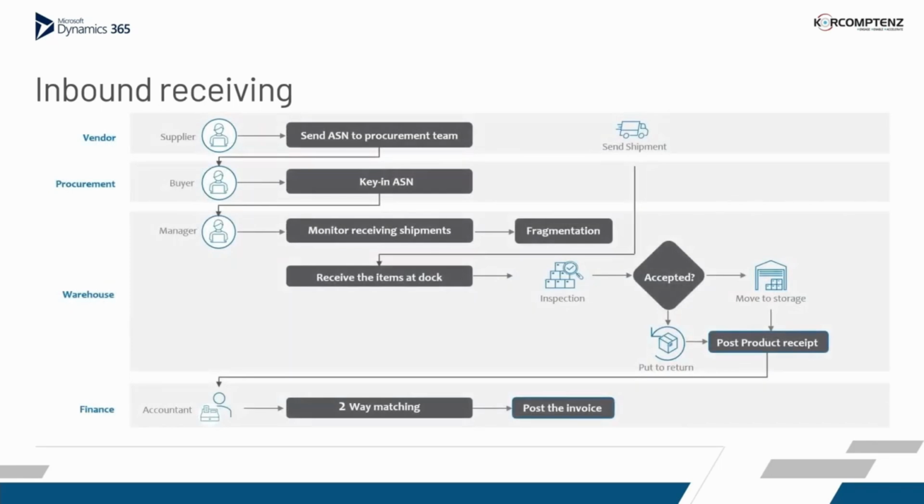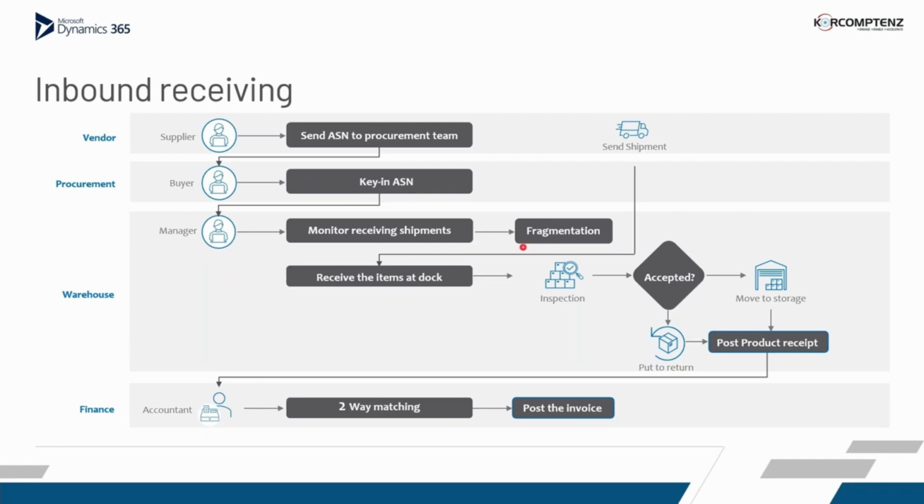So if we see the flow for the inbound receiving, let's take an example over here. Normally suppliers send the advanced shipping notice to the procurement team or the warehouse, whomever they are in contact with. So for now, in our example, we are thinking that the procurement team will get the advanced shipping notice details from the supplier, and the buyer can key in the ASN details to Dynamics, and thereafter the warehouse manager monitors the shipments that are going to be received and plans for the receiving.